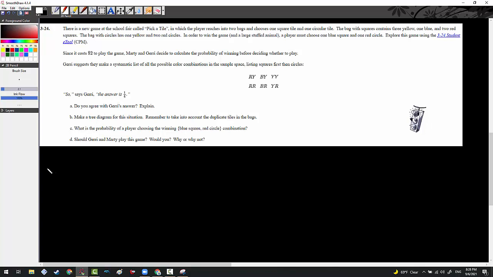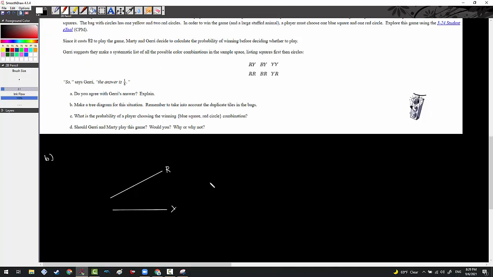It says make a tree diagram for this situation. Okay, let's go ahead and do it. And so let's go ahead and start off with our first scenario here. We've got red. We've got yellow, and we've got blue. So in our first pull, we've got 3 scenarios. We've got a red square. We've got a yellow square, and I'll scroll down here, and we've got a blue square. Now, each of them has a different probability of being pulled.